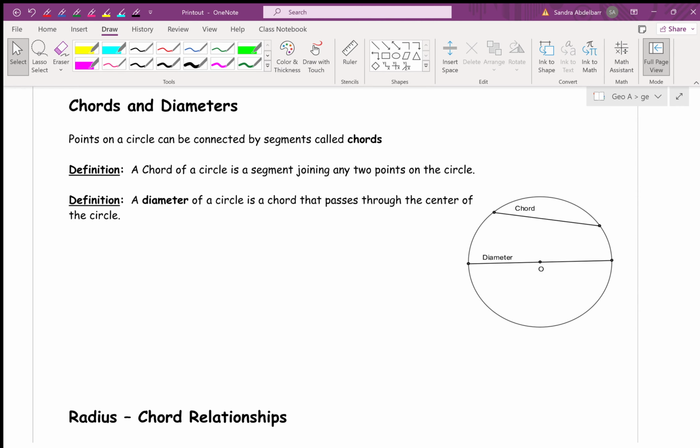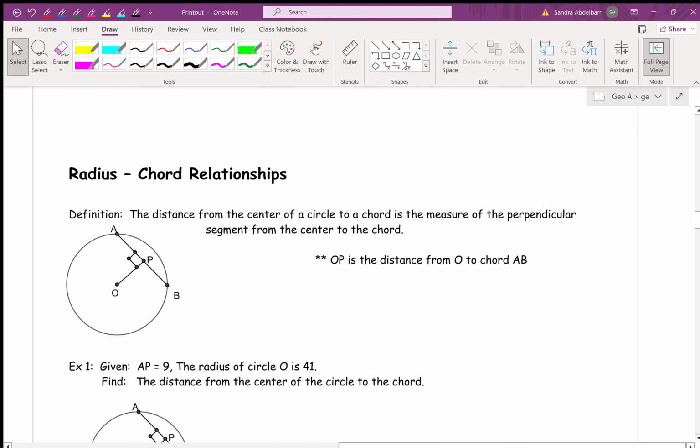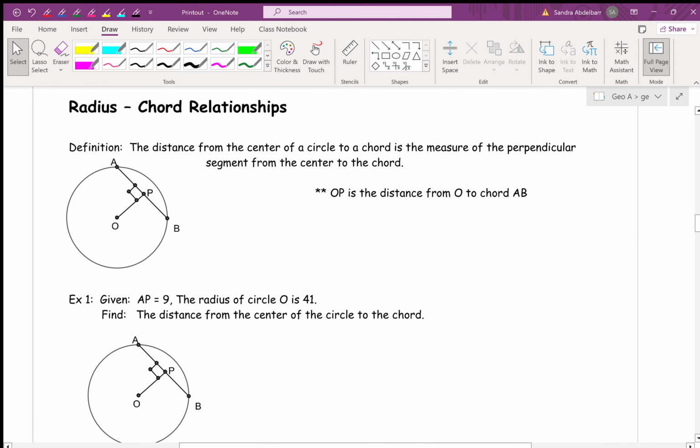Good. A diameter also goes through the center. Okay, so a chord is a segment whose endpoints are on the circle. A diameter is a chord, but it has to go through the center. All right, radius chord relationships.